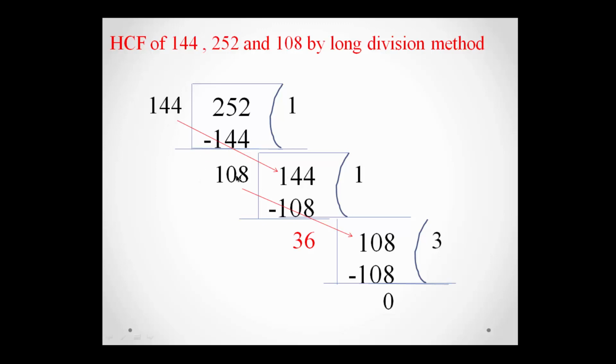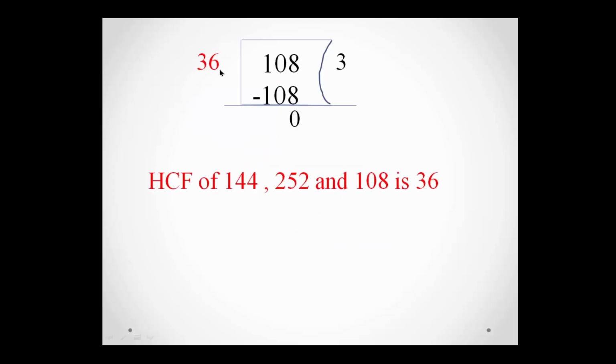So after dividing we are getting 108 remainder. Again we are making the previous divisor the dividend. Dividing, getting 36 as the remainder, and then again dividing we are getting 0 as the remainder. So what is the HCF of 144 and 252? That's 36. So now we will divide 36 and the third number.